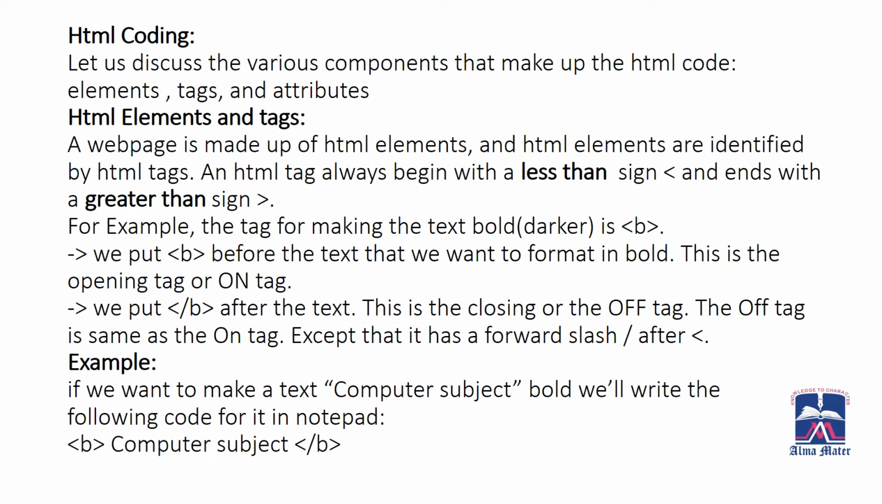For example, the tag for making the text bolder, meaning darker, is the open bracket b tag. This is called the on tag of bold. We put the bold on tag before the text that we want to format in bold. This is the opening tag or on tag. Second, we put the off tag, /b, after the text. This is the closing or off tag.